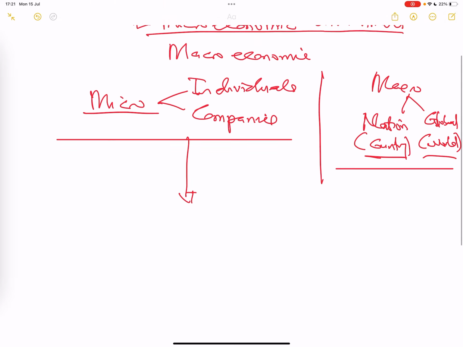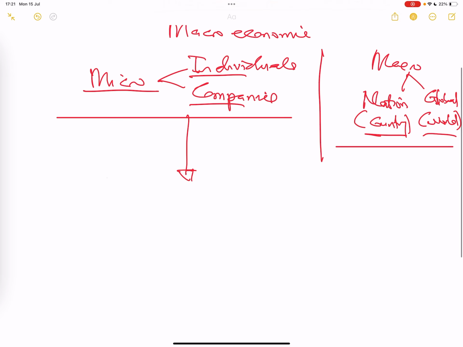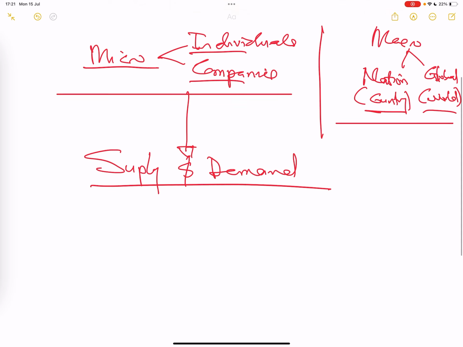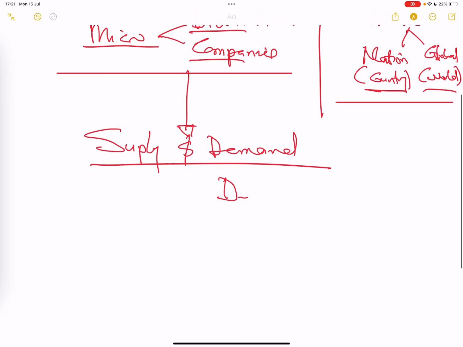Like I said, this focuses on individuals and companies, and that is why mostly what we'll be talking about under microeconomy is things around supply and demand. So basically, we'll be looking at supply and demand a lot. That's what I'm going to be summarizing here. And where I'm going to start from is demand.